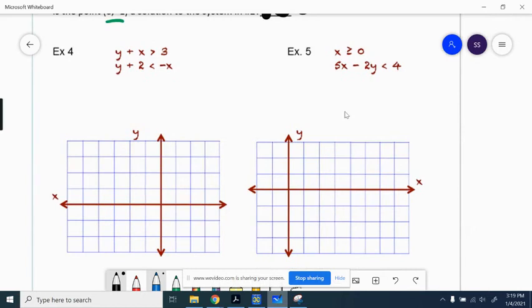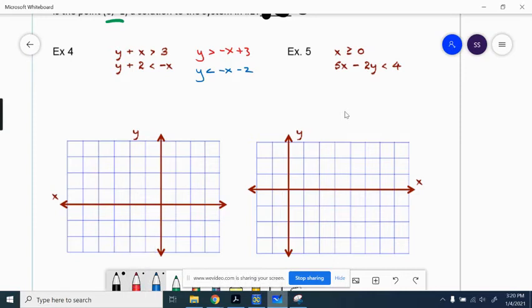Moving on. Let's try another example here. These ones look a little bit easier to solve. First one, we can write this in slope-intercept form by simply subtracting x on both sides. So I'm left with y is greater than -x plus 3. And the second one, I just need to subtract 2 on both sides. So change my colors. Got y is less than -x minus 2. And now let's go ahead and graph these out.